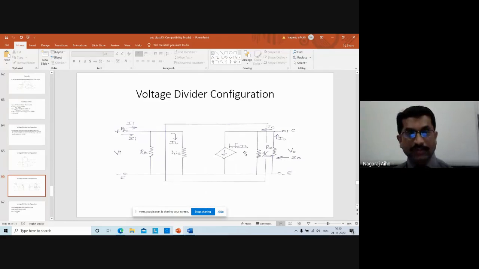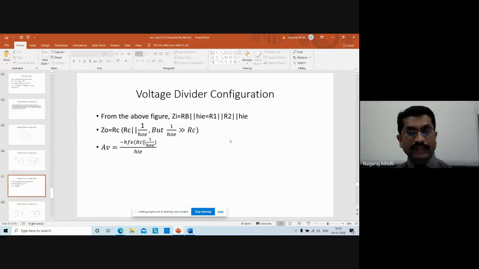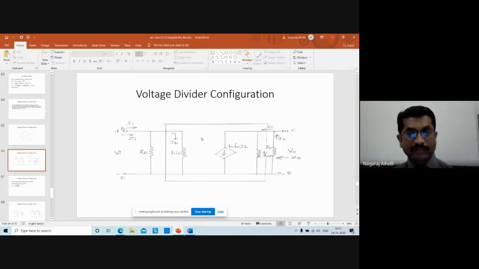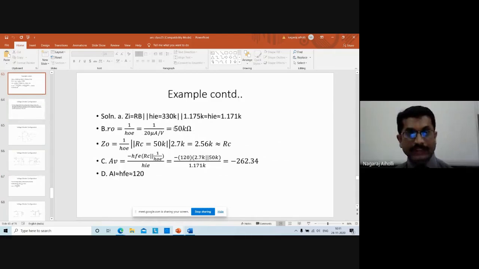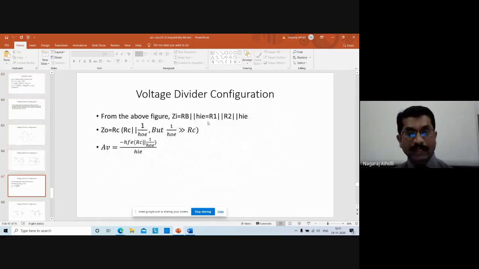Now, in this model, we have to find the values of the performance parameters. Zi is given by RB parallel HIE, the fixed bias formula. Just replace RB by R1 parallel R2, so Zi is R1 parallel R2 parallel HIE. That will give the value of the input impedance.